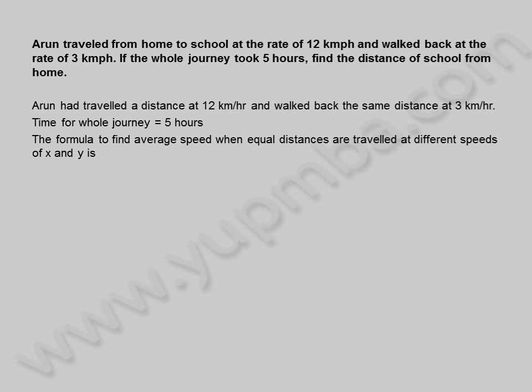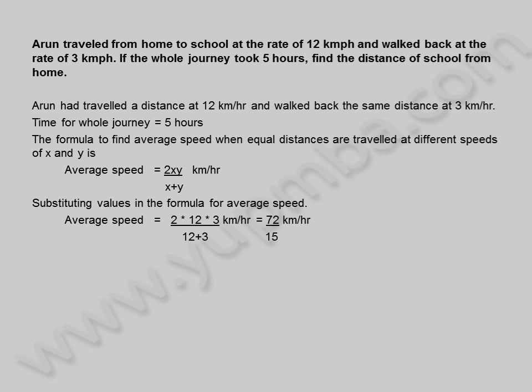The formula to find average speed when equal distances are traveled at different speeds of x and y is: average speed is equal to 2xy by x plus y kilometers per hour. Substituting values in the formula for average speed, average speed is equal to 2 into 12 into 3 by 12 plus 3 kilometers per hour, which is equal to 72 by 15 kilometers per hour.